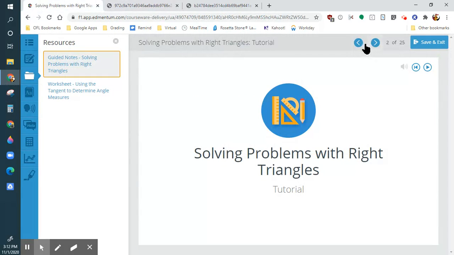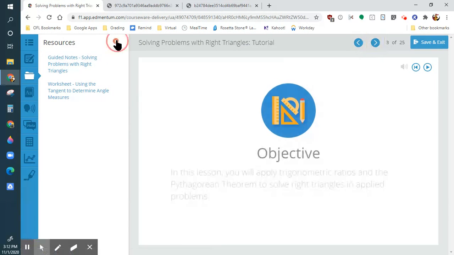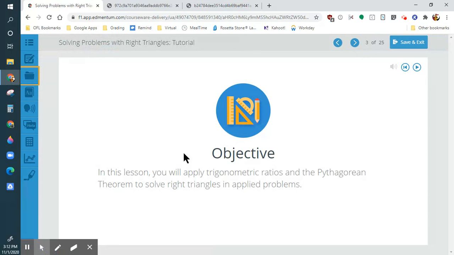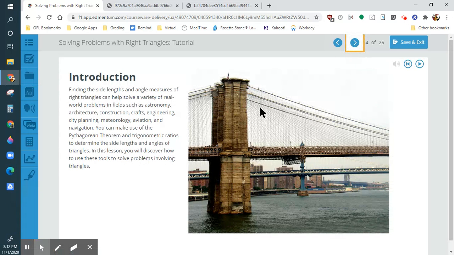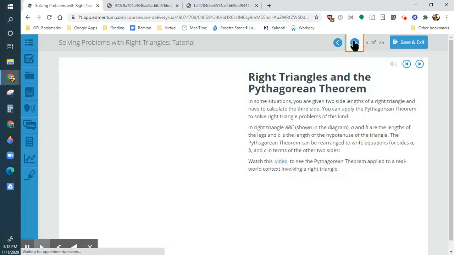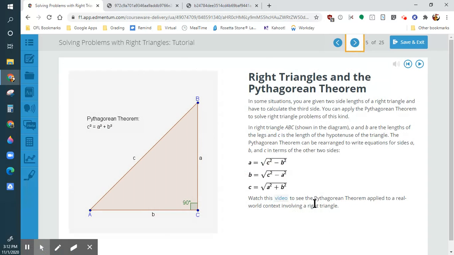So let's get into this. Our objective is going to be using trigonometric ratios and the Pythagorean theorem to solve for right angles. So we're going to either solve for a side or an angle. Getting into this, if we use the Pythagorean theorem, we can use this theorem to solve for any side. We simply just have to square root it.